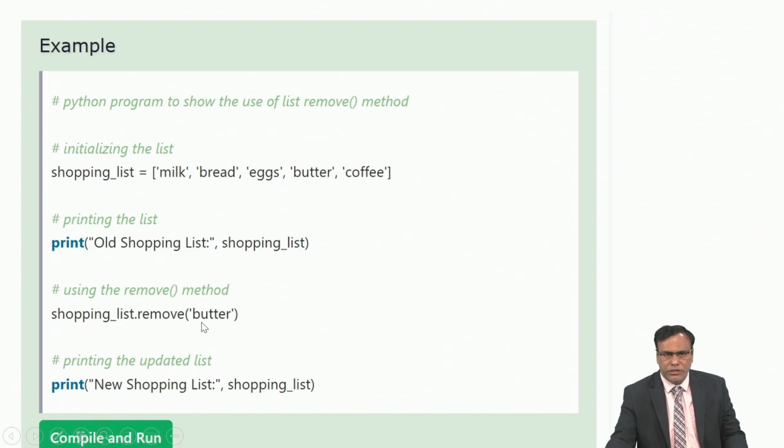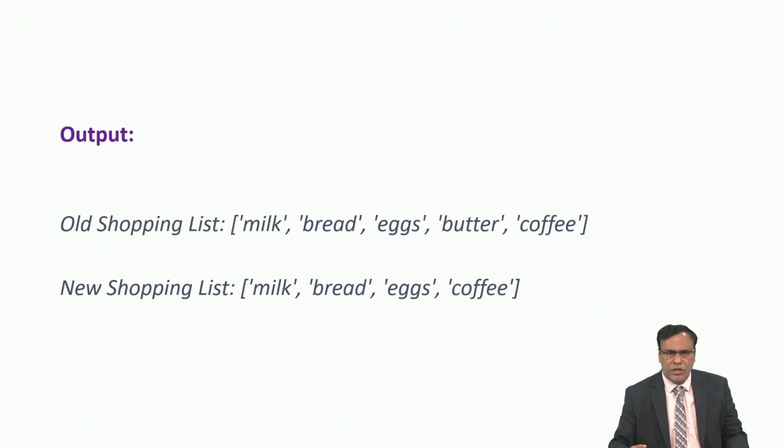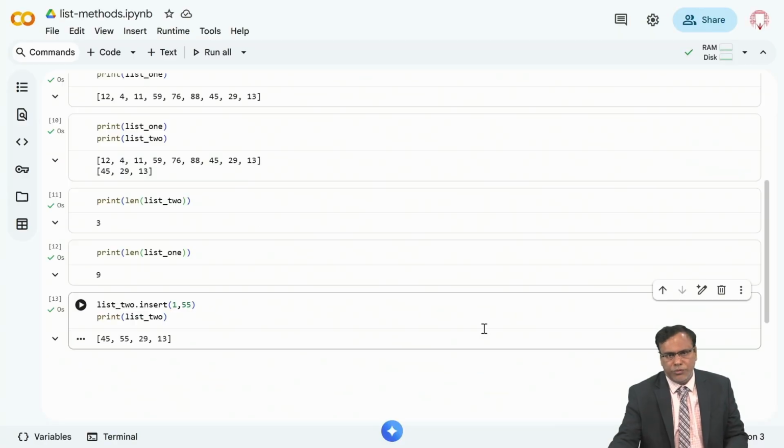That is butter. After that, if you print once again the content of that list, then that element you are not going to find. Earlier there were 5 elements, so next time you are going to find only 4 elements. That is how this remove function works. This is the output for the above code. 5 items were there. I removed the item butter, so this butter you don't find in this new list. This is how the remove function works.